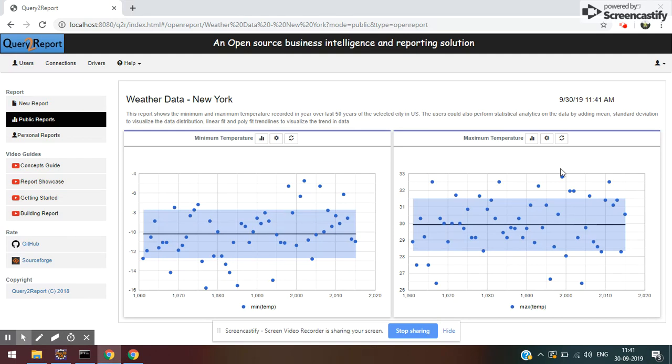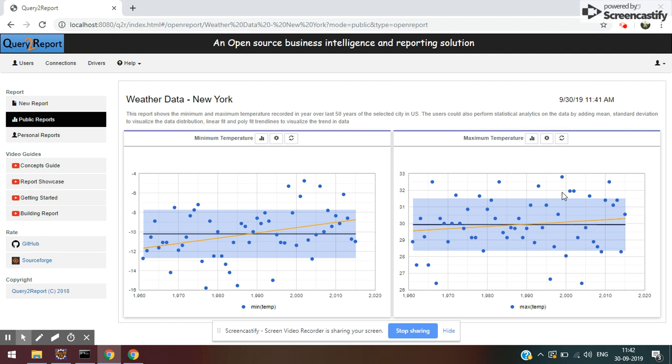Let's now perform regression analysis of the data. We'll first plot the linear regression trend line. The linear regression trend line shows an increasing trend in minimum as well as maximum temperature.